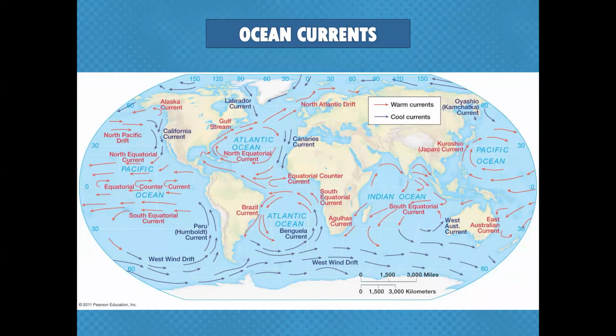So ocean currents also have a significant impact. Ocean currents, of course, can be hot or warm, like the Gulf Stream off the east coast of the United States, or they can be cold currents, like what's off the California coast.